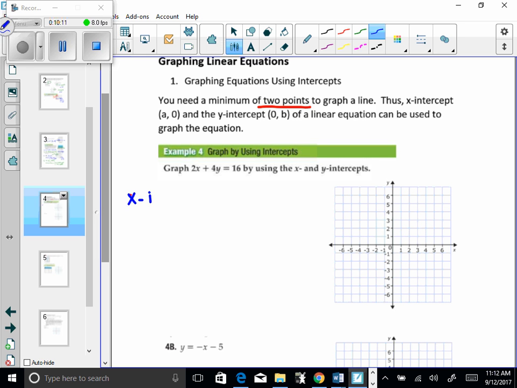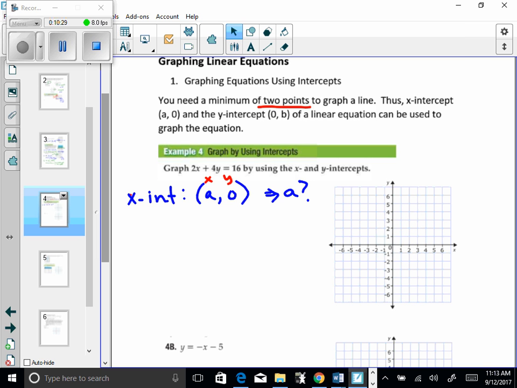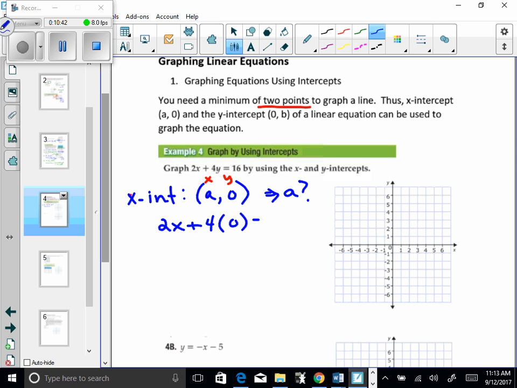The x-intercept, again, the form of that is a, 0. So what we really want to do is figure out what a is going to be. So this would be our x and this would be our y. We don't know what the x is, but we do know that the y is 0. So what I would want to do is take my equation and substitute 0 in for y, and then solve for x. And that would tell me where along the x-axis I need to place a point.